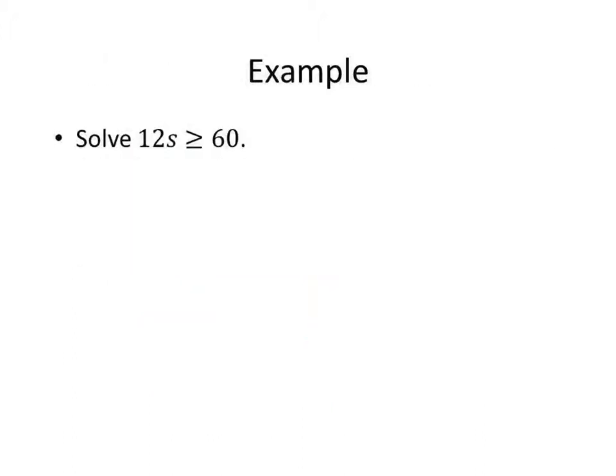Okay, so let's see if we can get s by itself. If we have 12s is greater than or equal to 60, how is it that we get s by itself? We divide by 12. All right. So s. Now, do I have any need to switch my inequality? No need this time because I didn't divide by a negative. So greater than or equal to 5. There's your answer. And I'm not going to check it, but you should know how to check it and graph it if you're asked to do so.